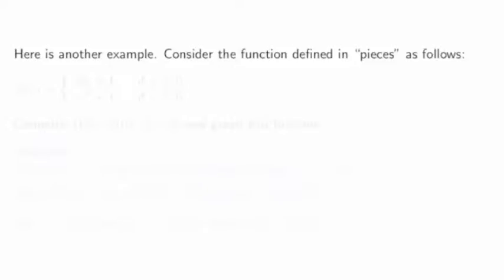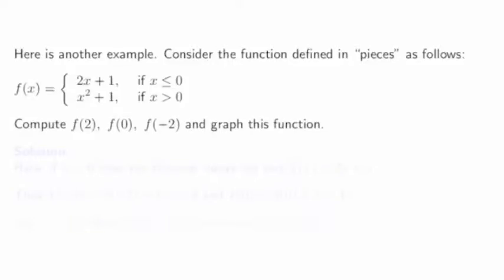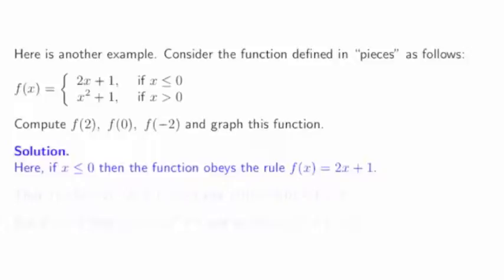Here's another example. Consider the function defined in pieces as follows. If x is less than or equal to 0, then the output is 2x plus 1. But if x is greater than 0, the output is x squared plus 1. Let's compute f of 2, f of 0, and f of minus 2, and then graph this function. Now, if x is less than or equal to 0, the function obeys the first rule, f of x is 2x plus 1. So f of minus 2 is 2 times minus 2 plus 1, or minus 3.